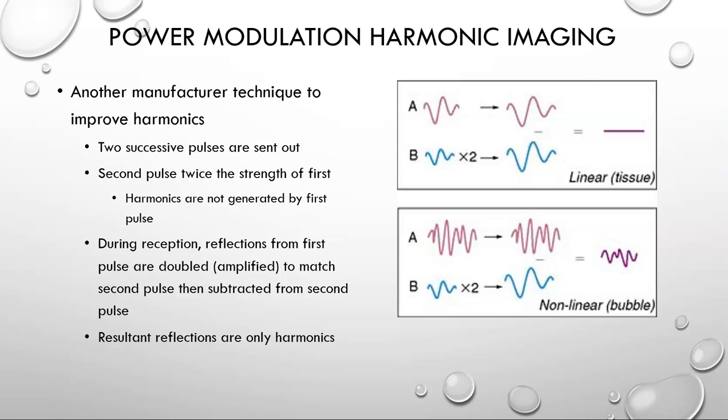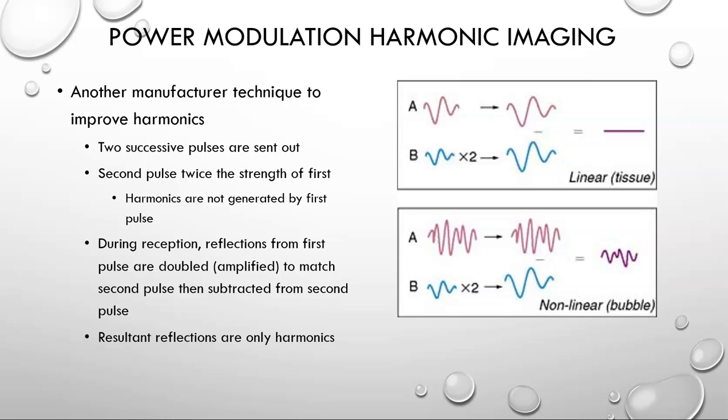Another manufacturer technique to improve harmonics is known as power modulation. In power modulation, two successive pulses are sent out. The second pulse has twice the strength of the first pulse. Remember, harmonics are not developed unless a pulse has a certain level of strength to it. So the first pulse does not create harmonics. During reception, reflections from the first pulse are then amplified to match the second pulse and then subtracted from the second pulse. The resultant reflections are only the harmonics that are nonlinear and are left over.